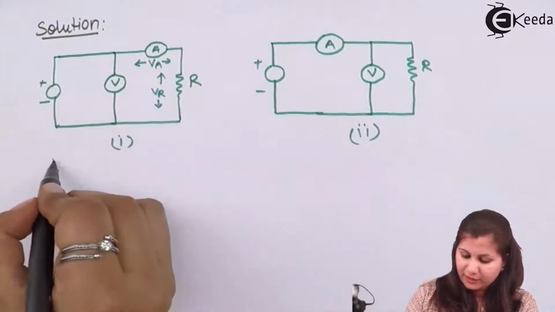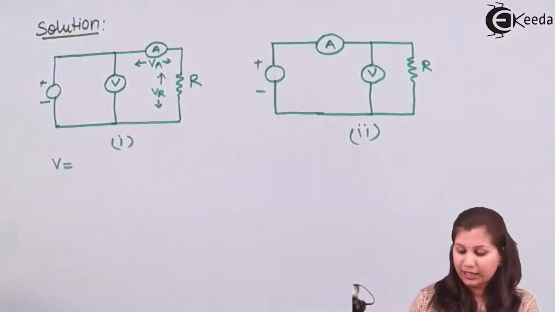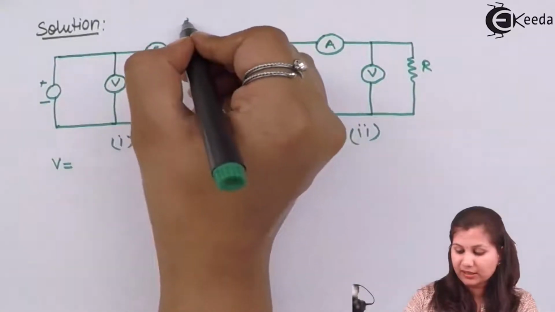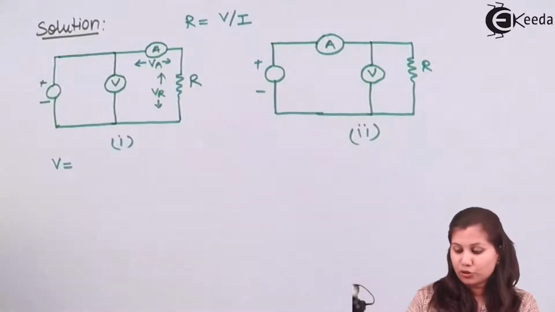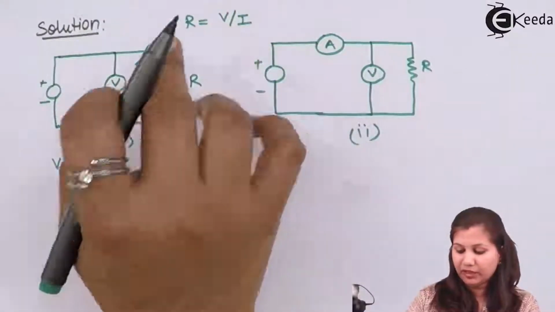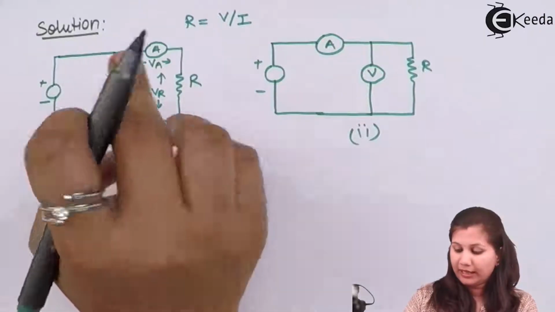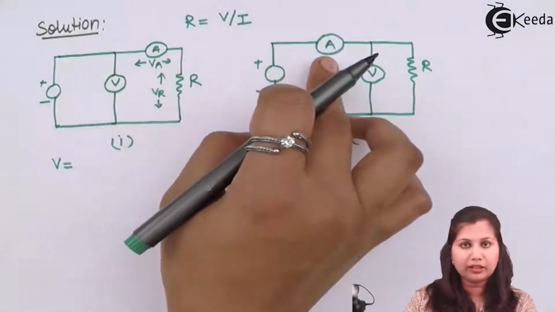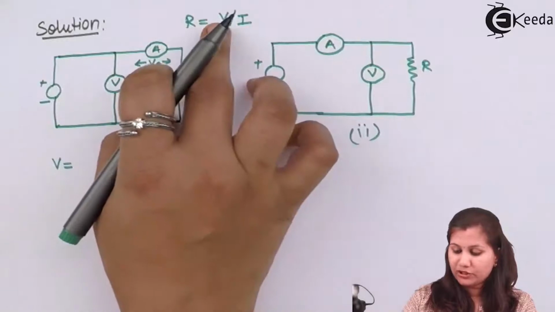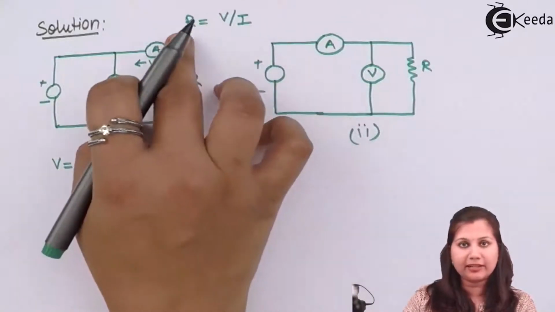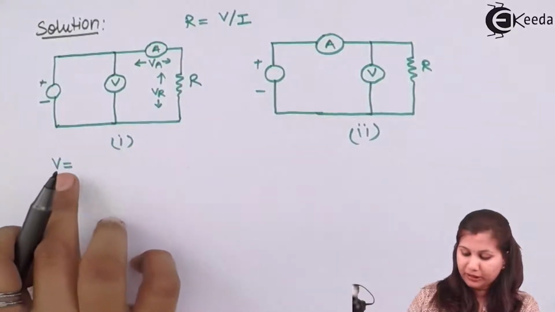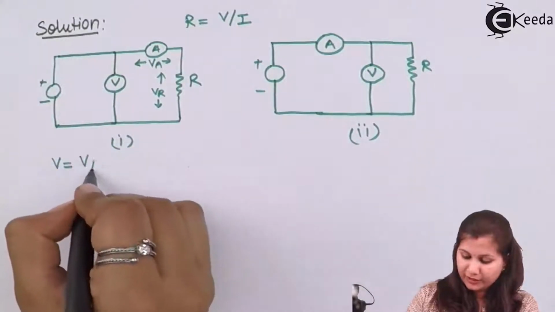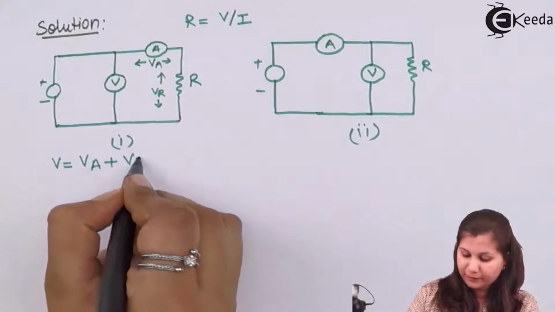Because we know that resistance is the ratio of voltage and current, the voltage reading we get through the voltmeter, and the current we get through the ammeter reading. By dividing their readings, we can get the resistance. But in the first case, the voltmeter is going to give us the reading VA plus VR.